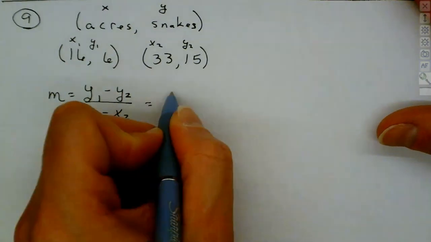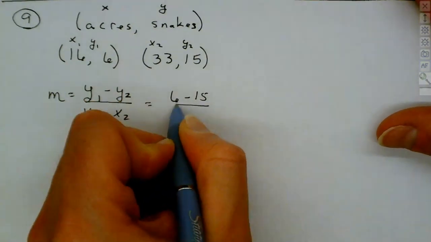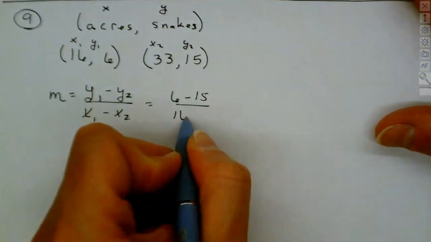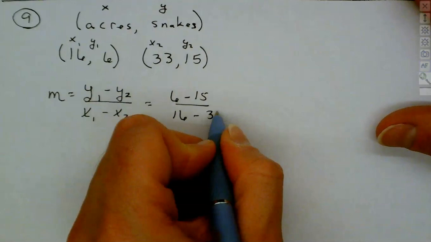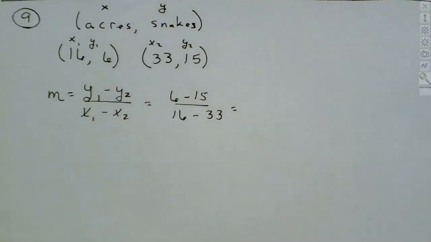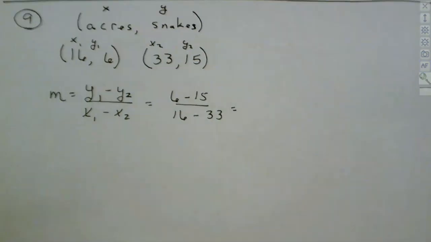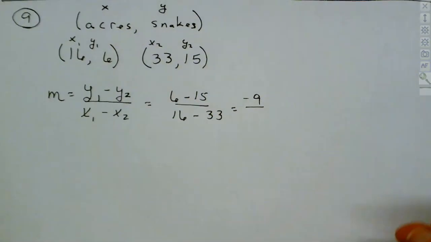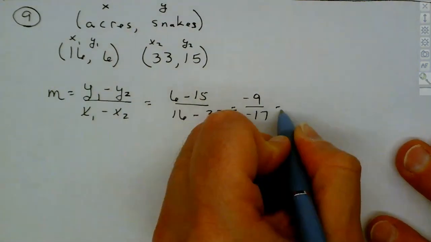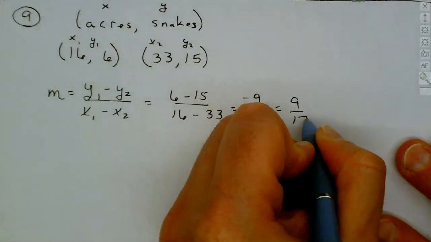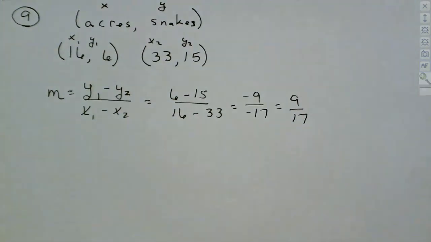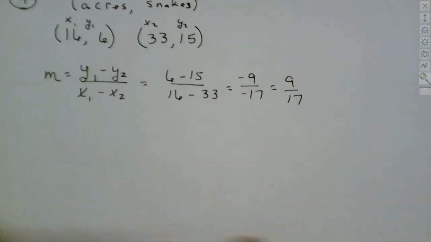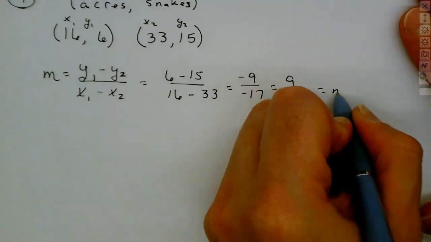And what does that give you? That gives you 6 minus 15 over 16 minus 33. So breaking that down, 6 minus that 15, that's going to be a negative 9. And 16 minus 33, that's a minus 17. Double negative makes it then what? Positive. This is my slope. This is your m.